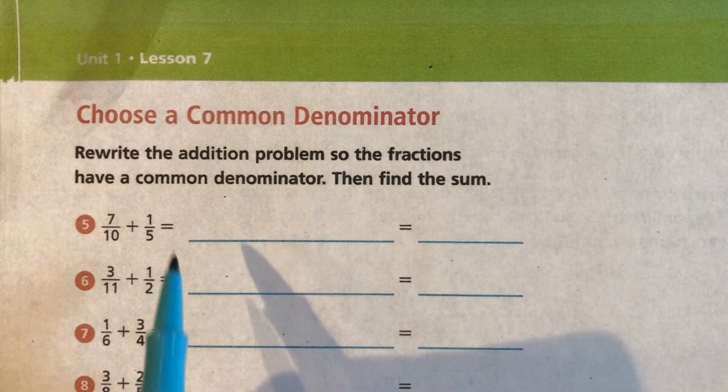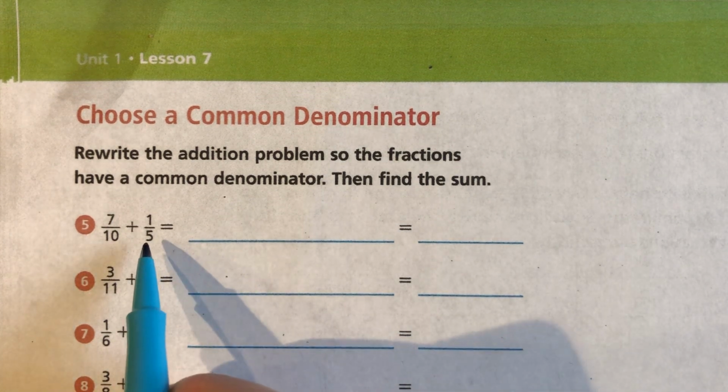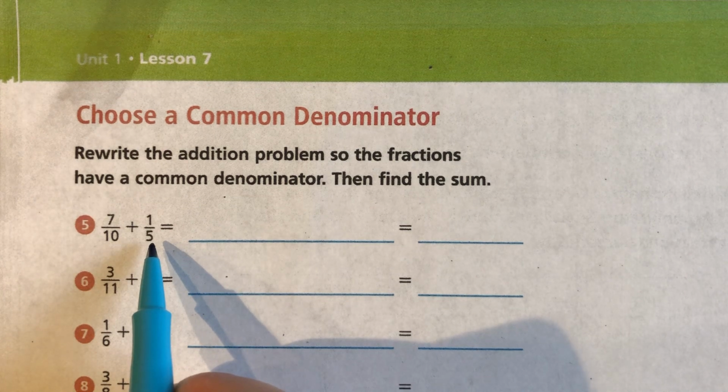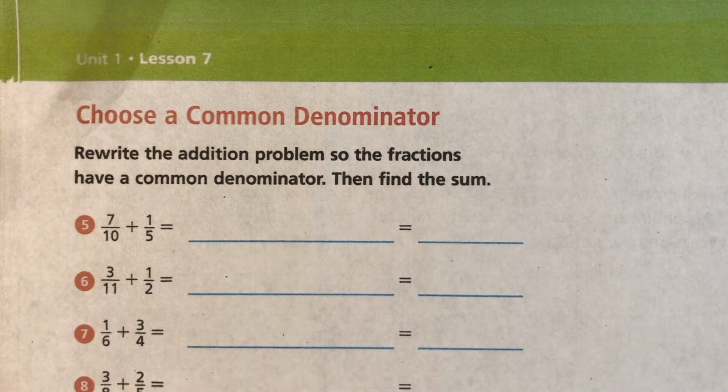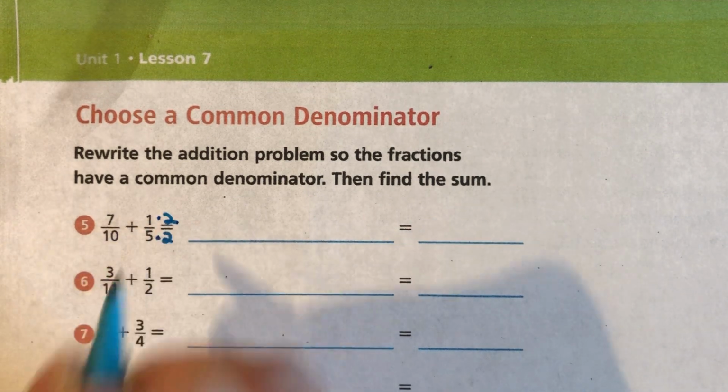So with this first one, I have 7/10 and 1/5. Those denominators don't match, so I'm going to ask myself, is there something I can multiply the lower denominator by to get the higher? In this case, there is. I can multiply 5 by 2 to get 10.